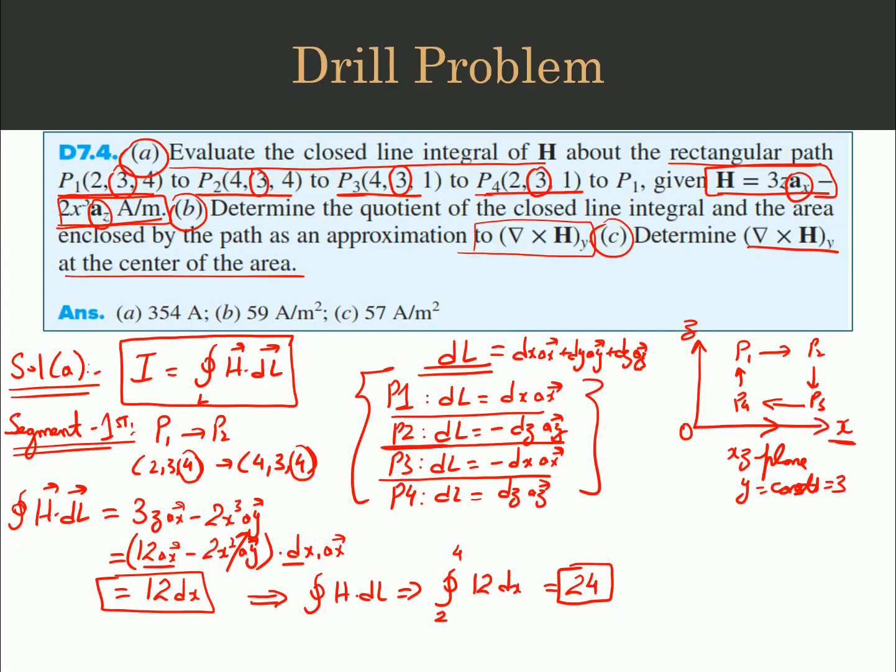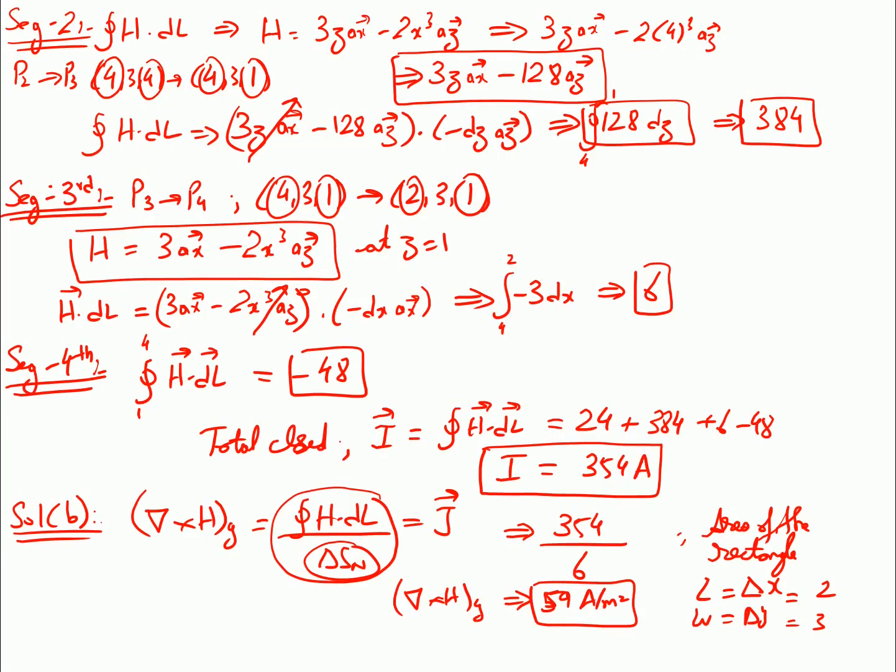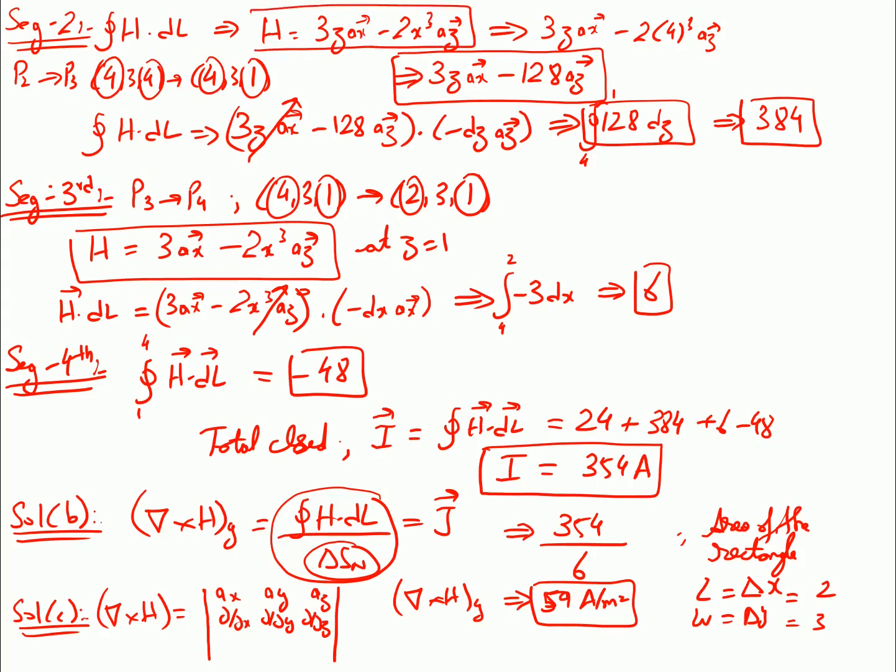For the final part, we need to find the curl at the center of the area. So for the third part, let us use this portion. We need to find the curl at the center of the area, and then we can find the determinant of it. So if it is x, y, z, the value will be partial derivative of x, partial derivative of y, partial derivative of z. What is the value of H? So H has a value of, this is the question, 3 along ax and minus 2 along a_z. So this is going to be 3z.